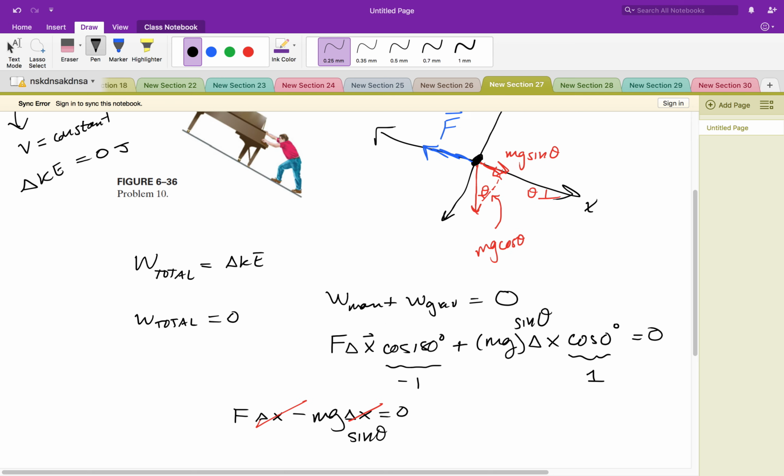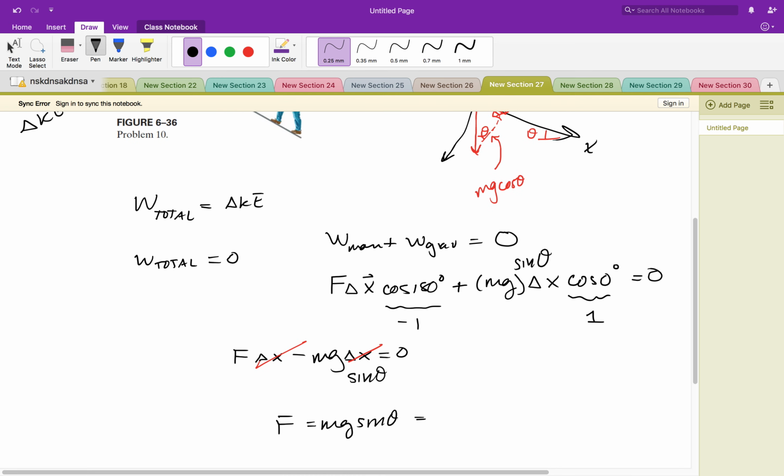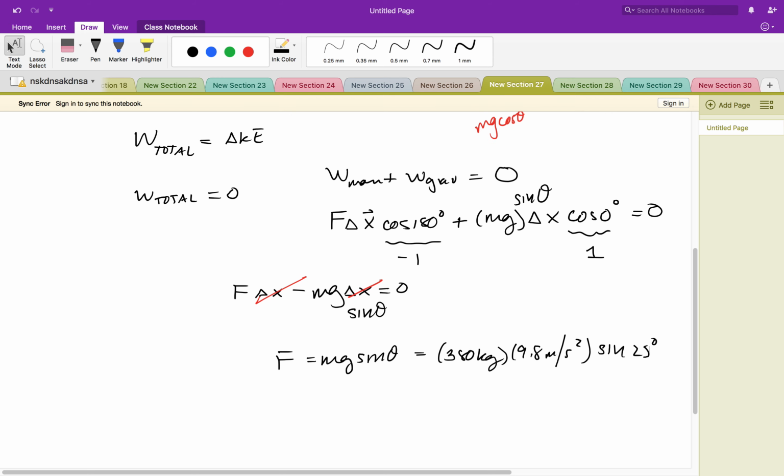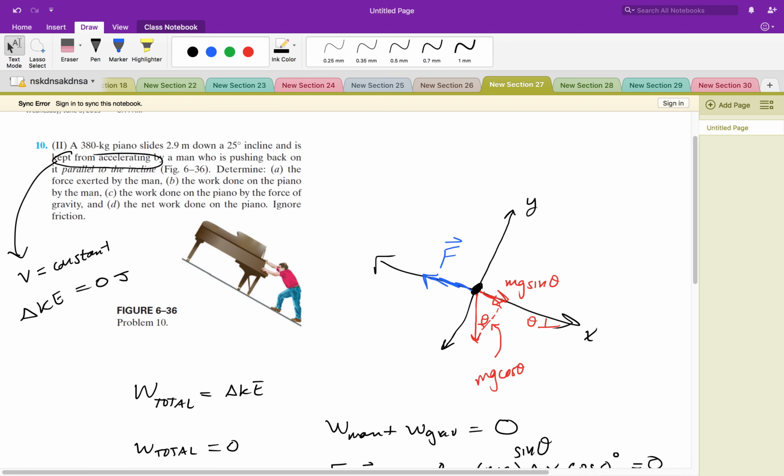I think they give us the mass of the block, and the theta is 25 degrees. The piano is 380. So we know what's up here. So this is 380 kilograms times 9.8 meters per second squared times the sine of 25 degrees. And I'm going to put that in my calculator and see what I get. So that's 380 times 9.8 times the sine of 25. And I get about 1,574 newtons, approximately. Great. So that's part A.